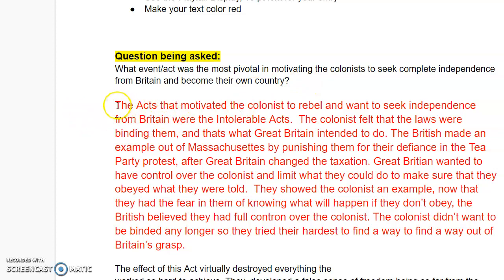Okay, so here's your answer right here. The acts that motivated the colonists to rebel and want to seek independence from Britain were the Intolerable Acts. Yes, yes, yes. That is exactly it. However you word that, but here it is right here. The Intolerable Acts.